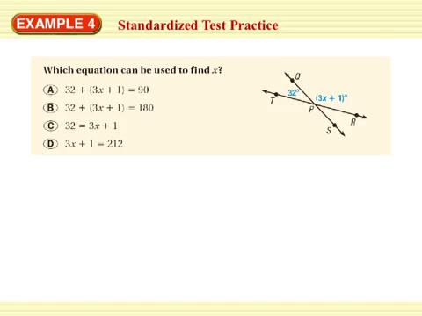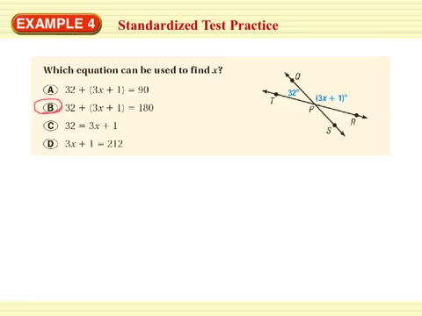Example 4. Which equation can be used to find x? I have 32 plus 3x plus 1 equals 90. 90 is a right angle, but I do not have a right angle here. 32 plus 3x plus 1 is 180. TR is a line, or a straight angle. So I think that's it, but let's go ahead and look at the other ones.